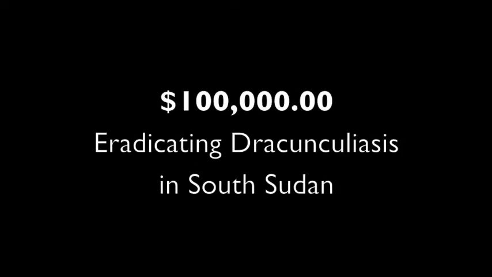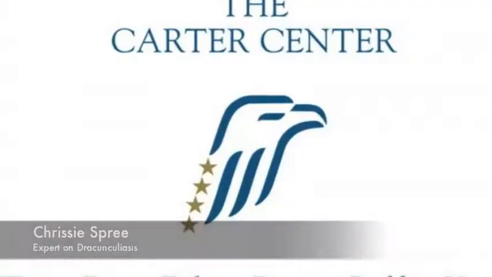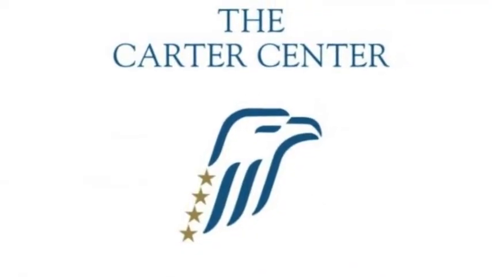We have been endowed $100,000 to go towards the eradication of dracunculiasis in South Sudan. The organization we have chosen to work with is the Carter Center. The Carter Center focuses solely on leading the international campaign to eradicate dracunculiasis, and they work closely with and manage many of the programs implemented by the U.S. Centers for Disease Control and Prevention, the World Health Organization and National Ministries of Health. So we have been endowed $100,000 to help the Carter Center eradicate dracunculiasis in South Sudan.